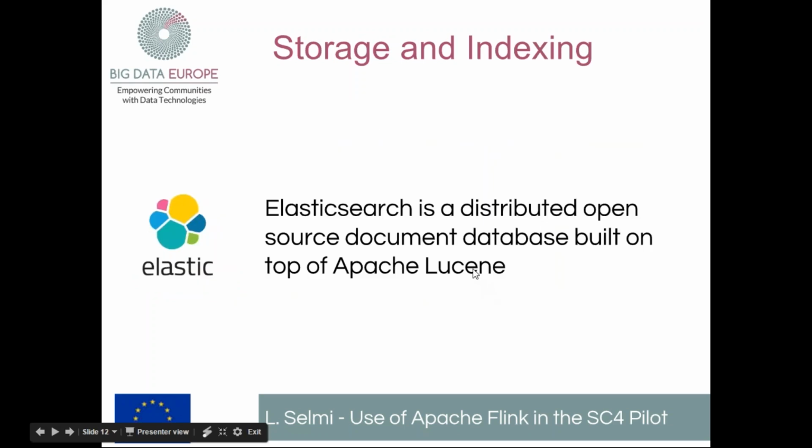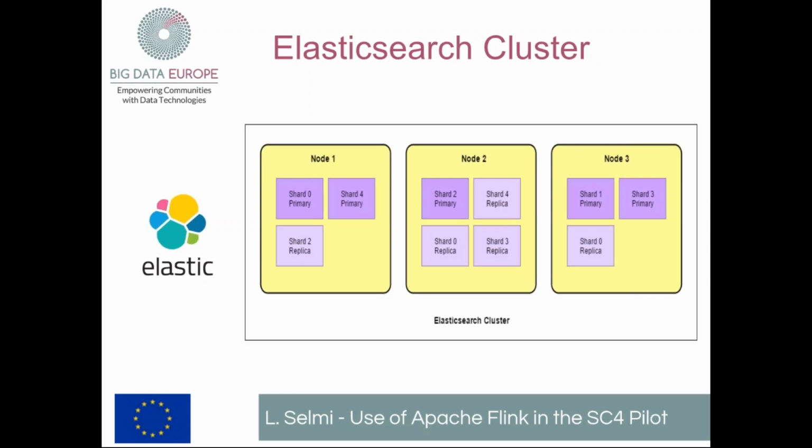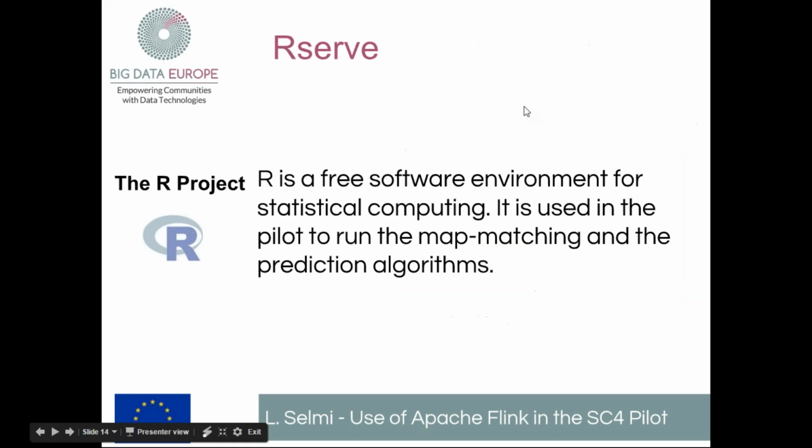Then the last component is the data storage, which in our case will be provided by Elasticsearch, because Elasticsearch is quite fast and it is very easy to index geographical data. Again, for our cluster of 3 nodes, we can think of having 3 nodes with Elasticsearch, with the shards and the replicas distributed on the 3 nodes.